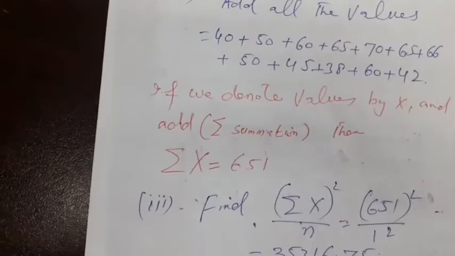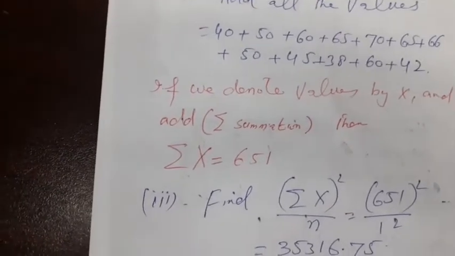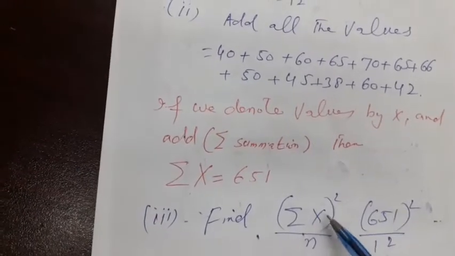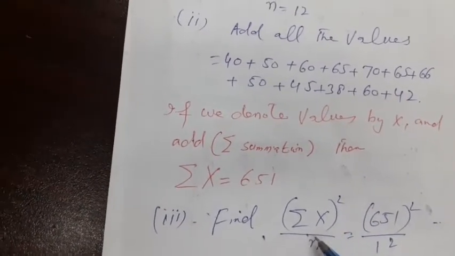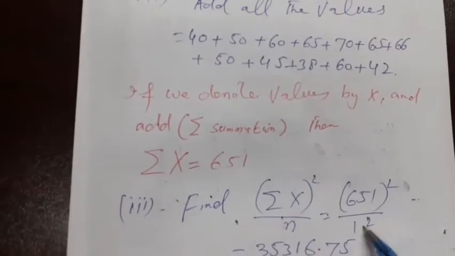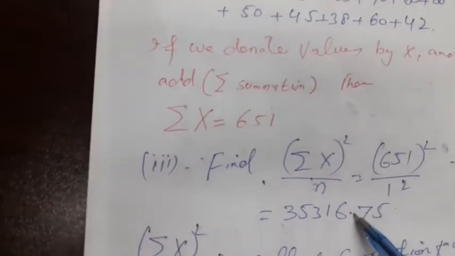Number 3, very important. We will take the square of the added values divided by n. So 651 squared over 12. Here is the answer.